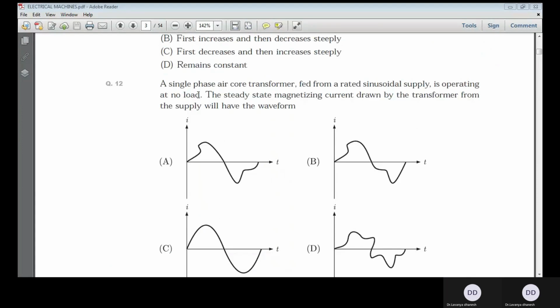In this way, they may ask about any type of transformer. You should know the basic features of all these types of equipment, whether it is a transformer or a machine. When you know its salient features, you can automatically infer the result from them.